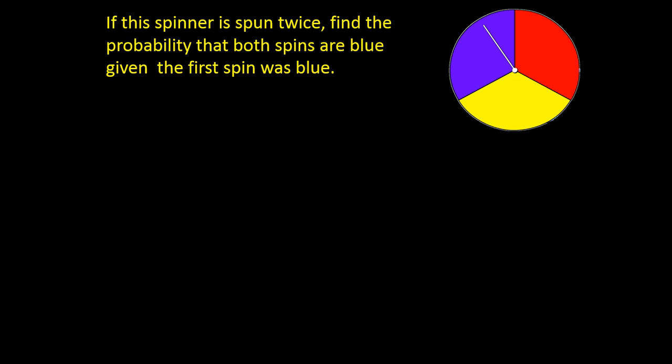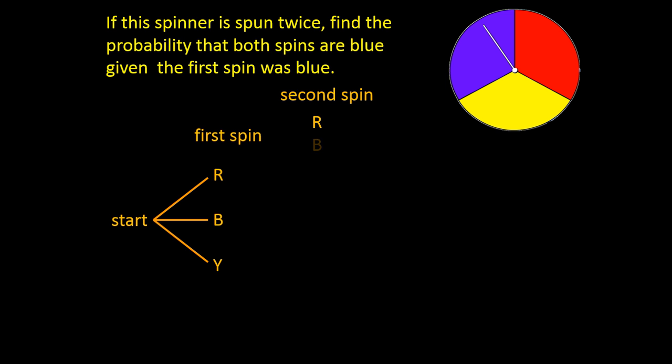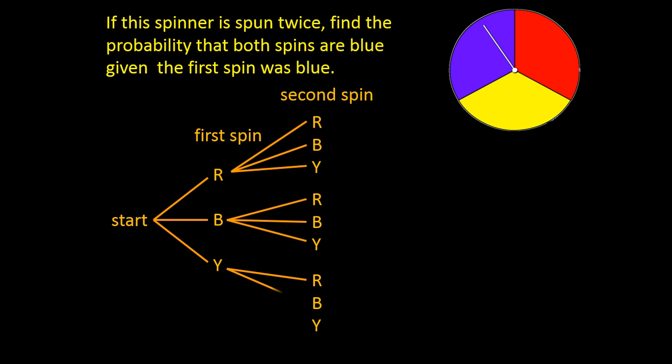So let's take a look at a problem with a spinner. If this spinner is spun twice, find the probability that both spins are blue, given that the first spin was blue. Now if we take a look at a tree diagram and look at the possible outcomes, we know the first spin could be red, blue, or yellow, and the second spin does not depend on the first spin, so it could be red, blue, or yellow, which means we have 9 possible outcomes in this experiment.